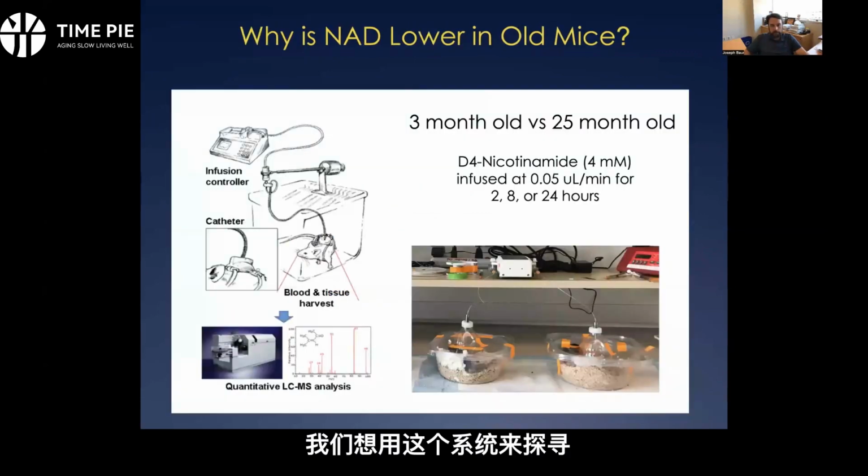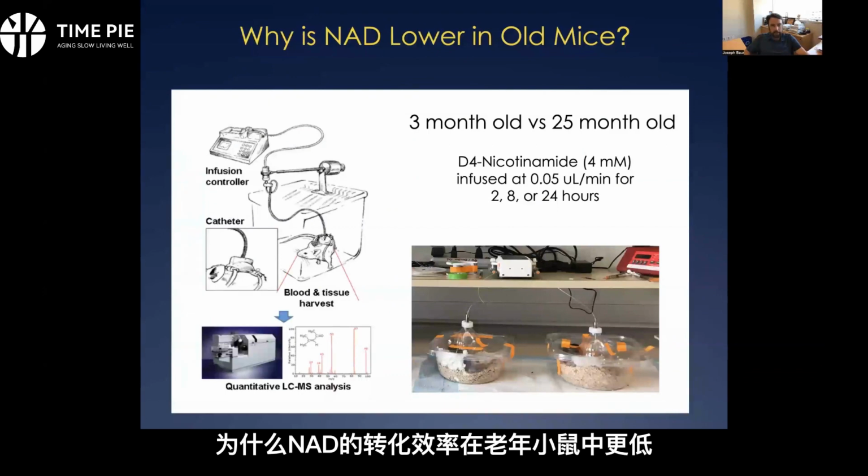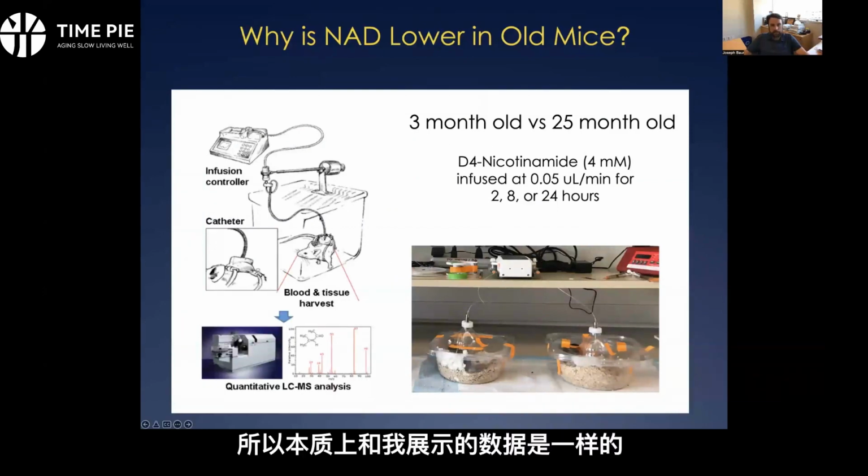So of course we wanted to use this system to ask why NAD is lower in old mice. So we set up essentially the same thing that I've been showing you data from, where we have free-running mice that are getting constantly infused with this tetradeuterated nicotinamide, now comparing 3-month-olds to 25-month-olds.